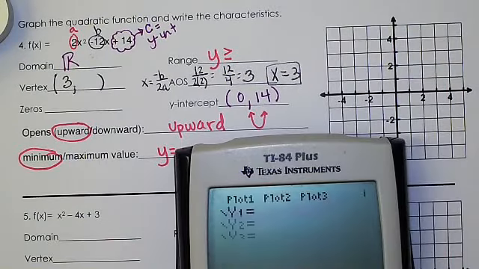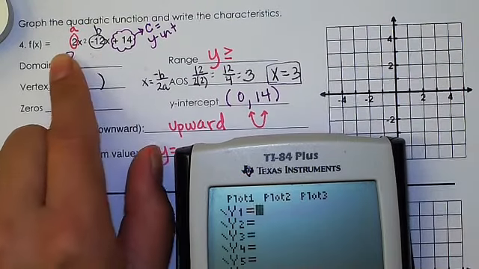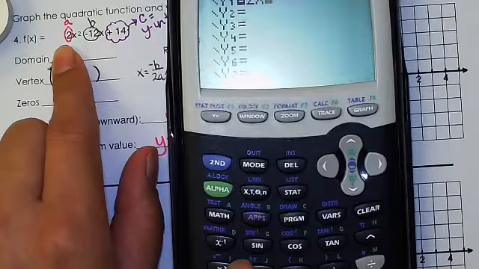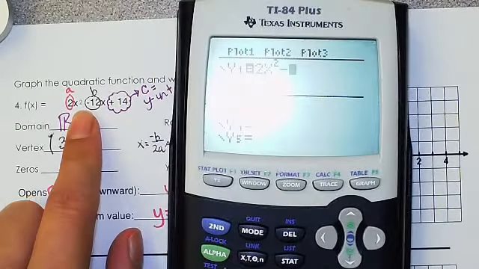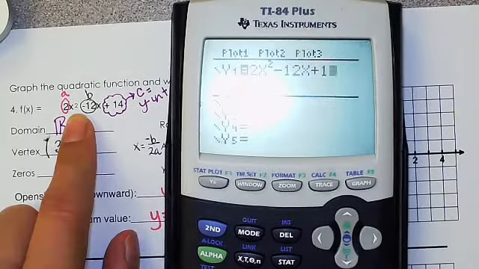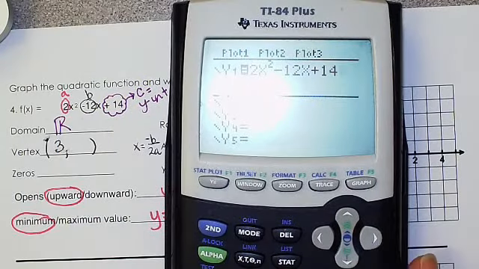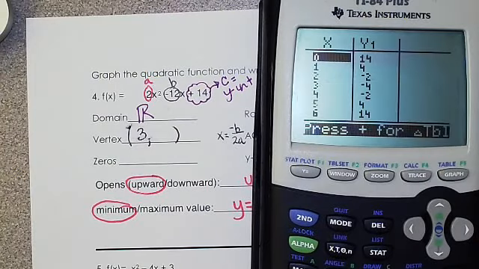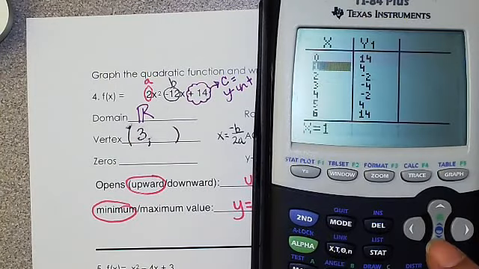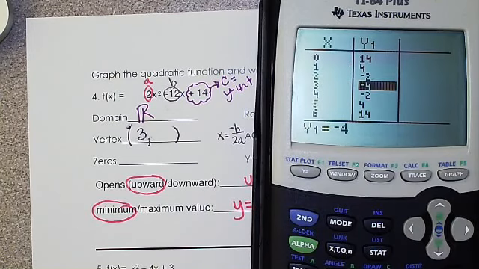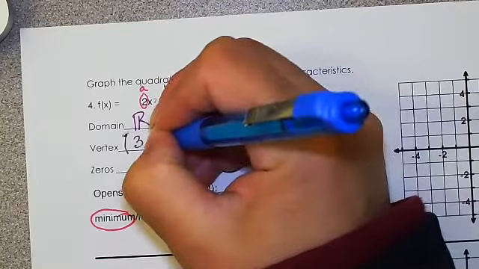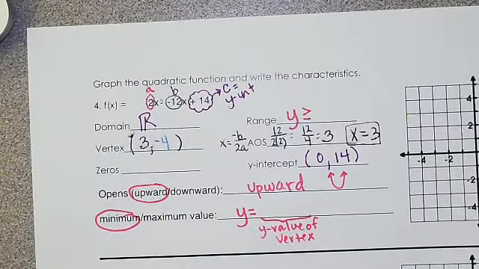Okay, I can do that, or I can use my calculator, and I can go to y equals, and I can type all of this in. 2x, and make sure you use a little squared here next to the comma, right here. 2x squared minus 12x plus 14. Oops, 14. And I'm going to go to the table. Second graph. When x is 3, what's the y? It's negative 4.